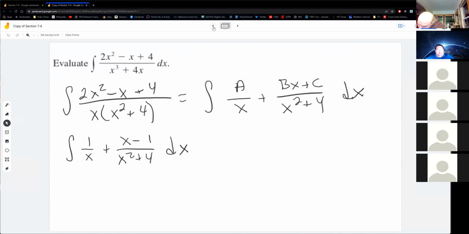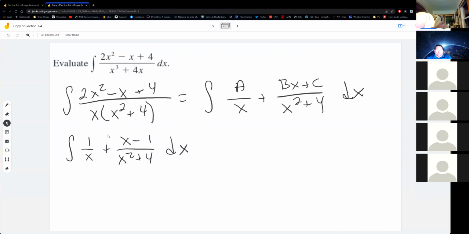Both ways have their benefits. The other way is really quick and easy if you can find the numbers to get rid of things. And in this one, the x squared plus 4 would never have gotten rid of anything. So I would have had to pick a couple of numbers to make it work out.